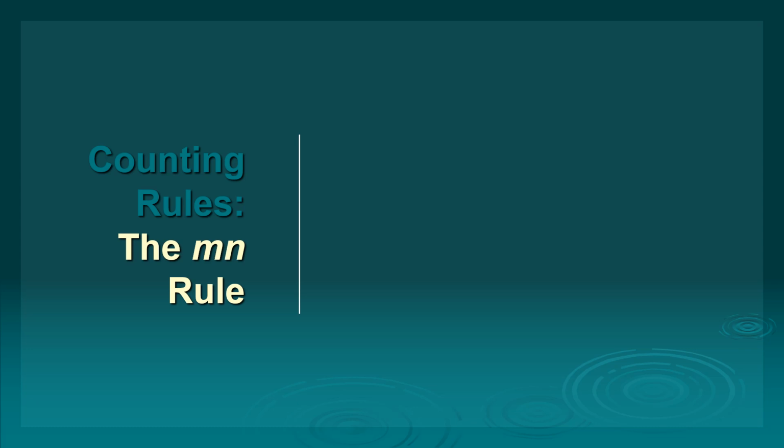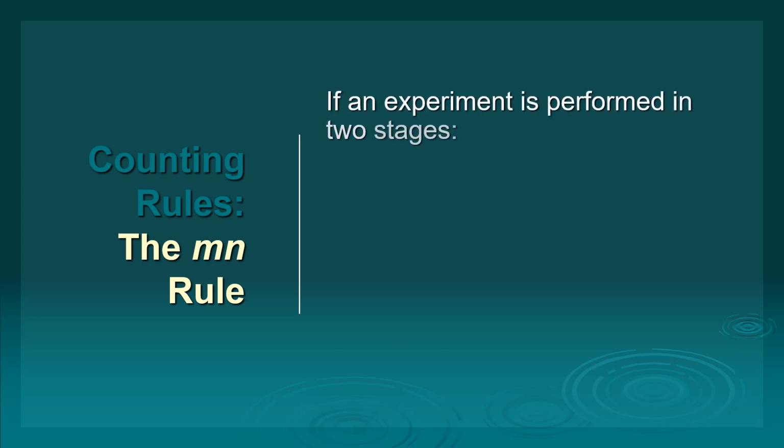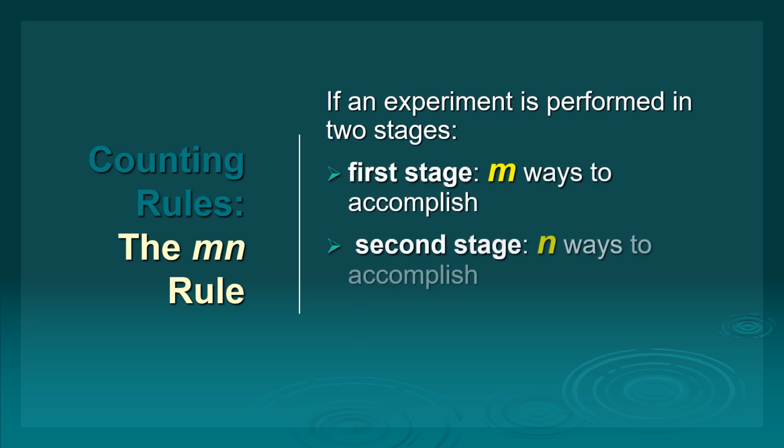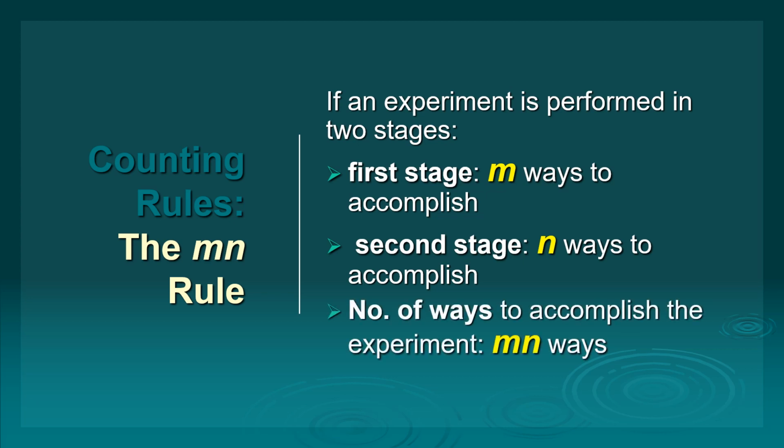According to the rule, if an experiment is performed in two stages where there are m ways to accomplish the first stage and n ways to accomplish the second stage, then, therefore, the number of ways to accomplish the experiment or for an event to happen is equal to m times n ways.